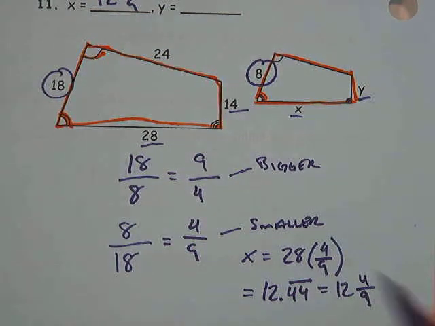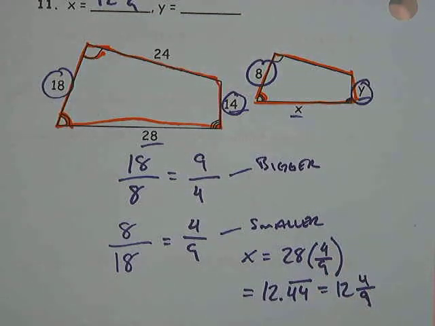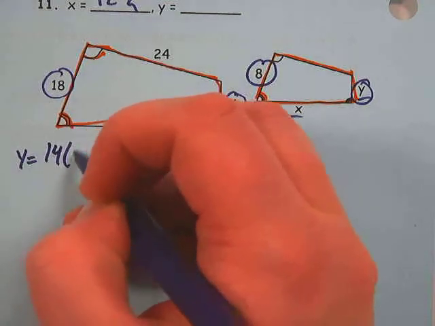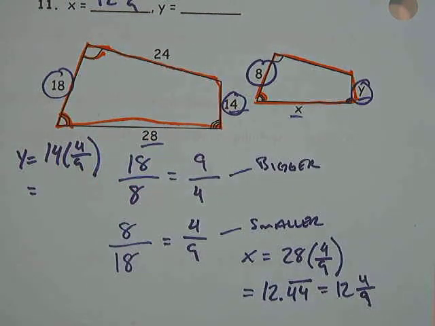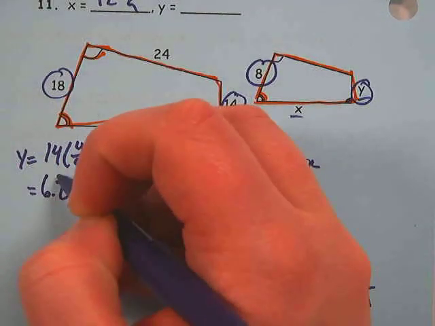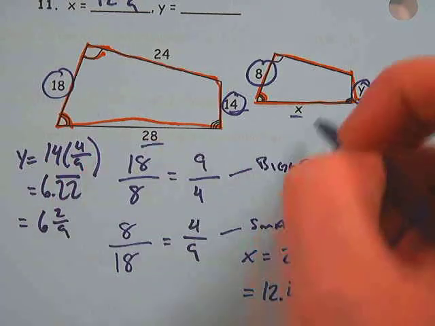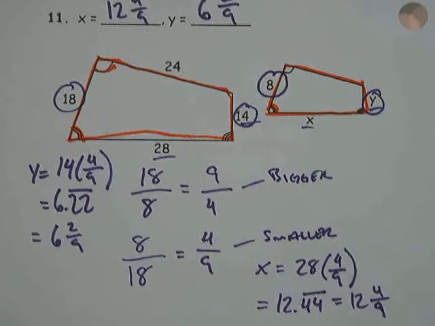And then to find y, we do the same thing except with 14 because 14 corresponds with y. So to find y equals 14 times 4/9. So 14 times 4/9 is going to be, if we just plugged it into a calculator and got a decimal, we'd get 6.22 repeating, which is also equal to 6 and 2/9. Alright, so there we go. We've got x and we've got y.